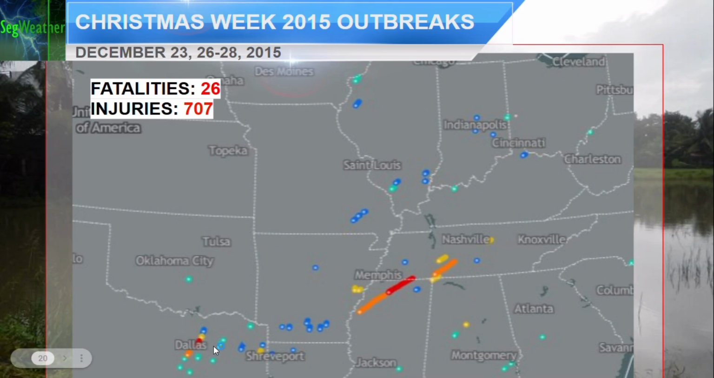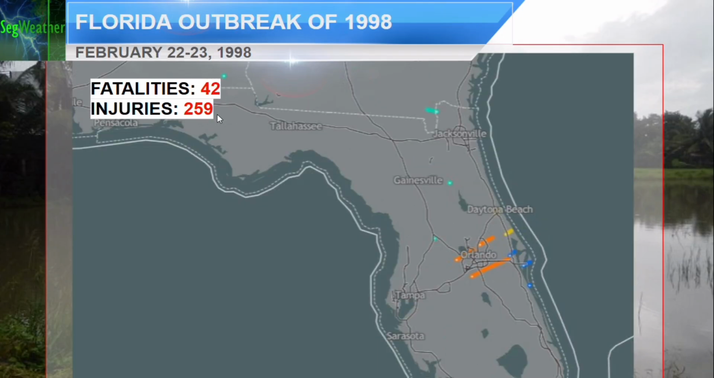It heavily impacted Dallas. You can see the EF4 bypassing Dallas in that red. That red indicates an EF4. Also, again, you see the EF4 here. This is from the December 23rd outbreak. So pretty impactful system. It led to 26 deaths and also over 700 injuries. So quite a tragic system.